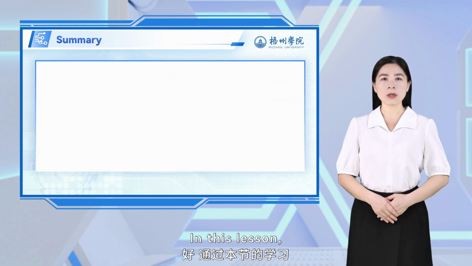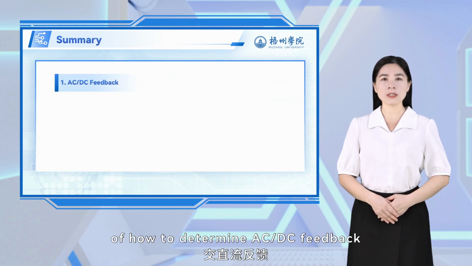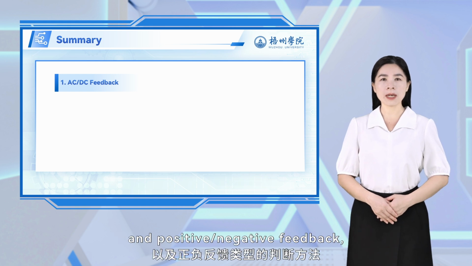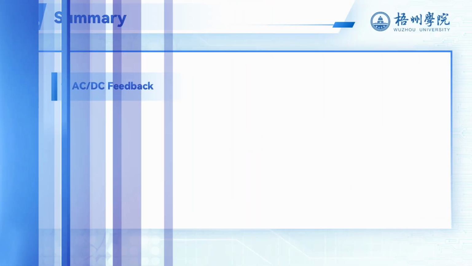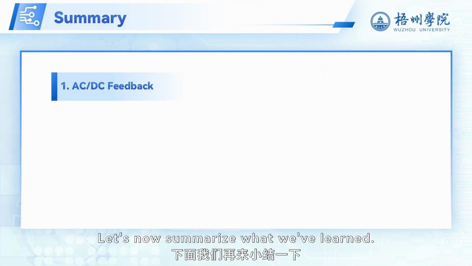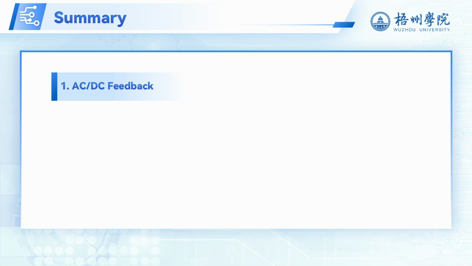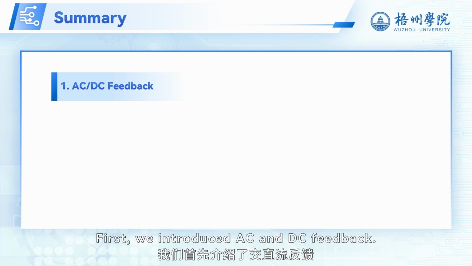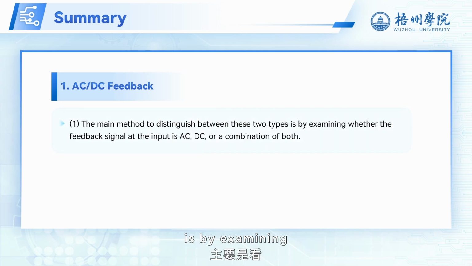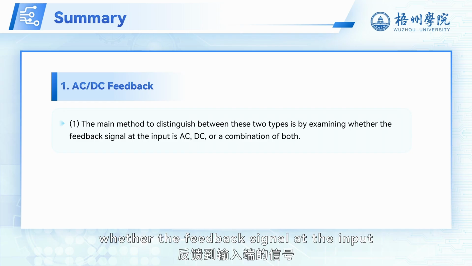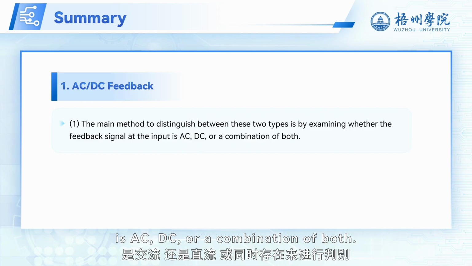In this lesson, we've gained a solid understanding of how to determine AC and DC feedback and positive and negative feedback, as well as their effects on circuits. Let's now summarize what we've learned. First, we introduced AC and DC feedback. The main method to distinguish between these two types is by examining whether the feedback signal at the input is AC, DC, or a combination of both.